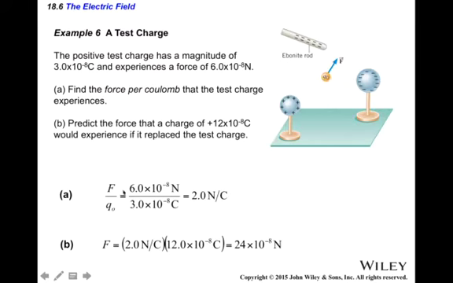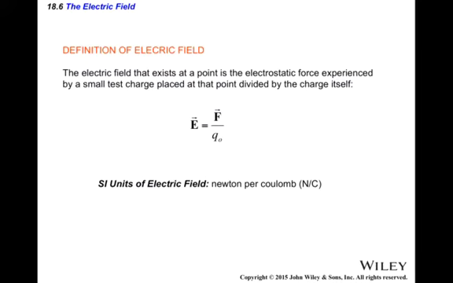In other words, the electric field is defined by the force divided by the test charge. So newtons per coulomb are the units for the electric field. All right, so that yields, and then there's another way. So here it is. The electric field exists at a point, and we're doing electrostatics. We're not having things move. So it's the force experienced by a small test charge placed at that point divided by the charge itself.